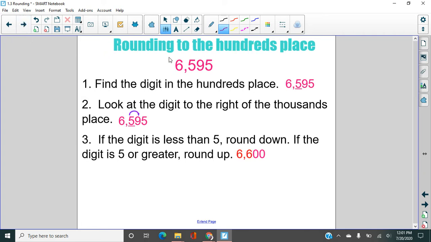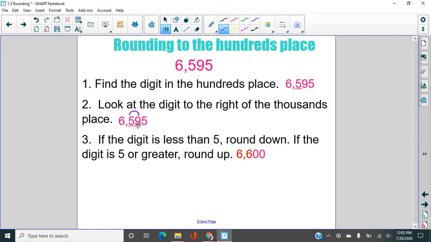Now, what if we have to do the hundreds place? Look, same number, but it's going to have a different answer here because we're going to round to a different place value. So we're going to find the digit in the hundreds place. Notice this time we didn't underline the 6, we underlined the 5 because it's in the hundreds place. Look at the digit to the right, so we drew an arrow to the 9. If the digit is less than 5, round down. If the digit is 5 or greater, round up.